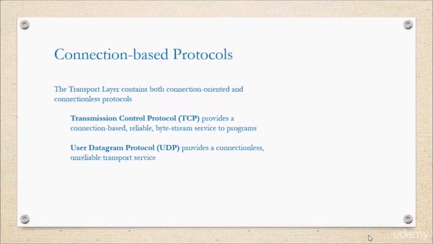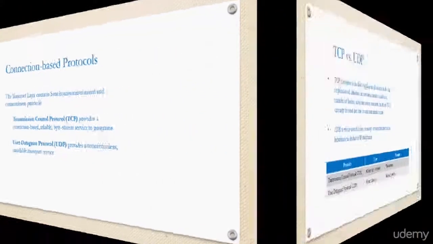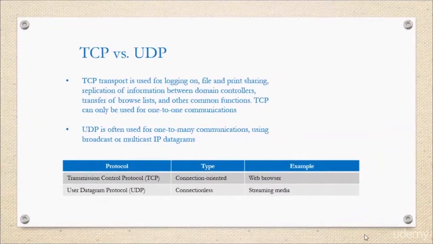The connection-based protocol is TCP, or Transmission Control Protocol. It's a reliable byte stream service, and you're going to see it used by email applications and other protocols like FTP, where you need to download an entire file with a guarantee. In contrast, UDP is connectionless and unreliable, and you're probably going to see it if you're streaming a movie or some kind of audio. As I mentioned, if you're web browsing, you're probably going to be using TCP. If you're streaming media, you're probably going to be using UDP.